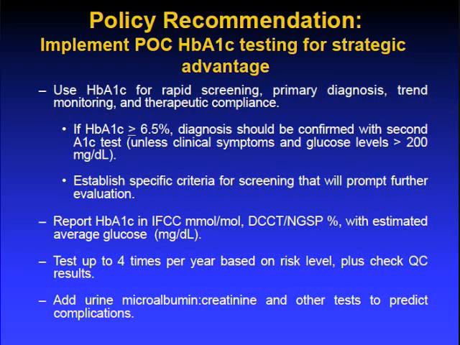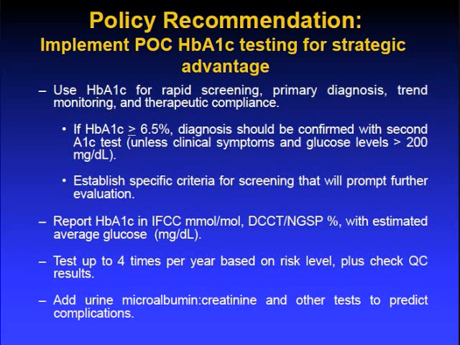The second policy recommendation is to implement point-of-care A1c testing for strategic advantage. Use A1c for rapid screening, primary diagnosis, trend monitoring, and therapeutic compliance. If A1c is greater than or equal to 6.5%, diagnosis should be confirmed with a second A1c test, unless clinical symptoms and glucose levels of greater than 200 milligrams per deciliter are noted.